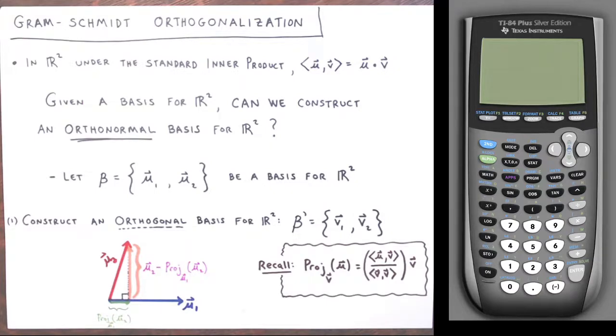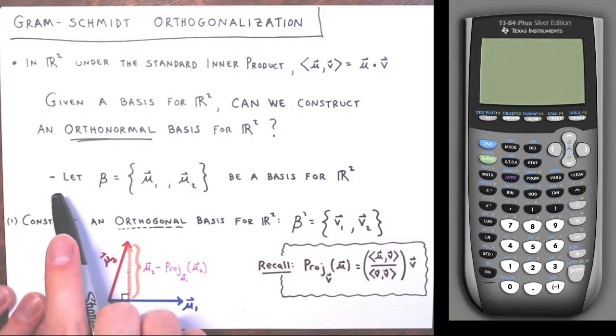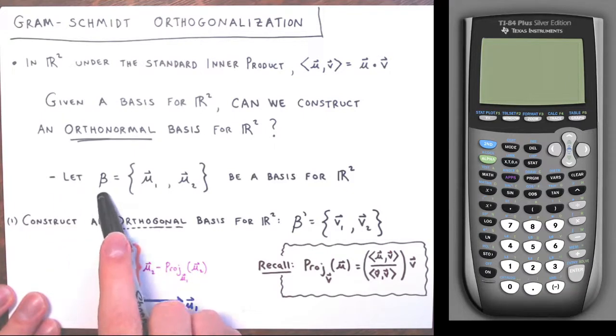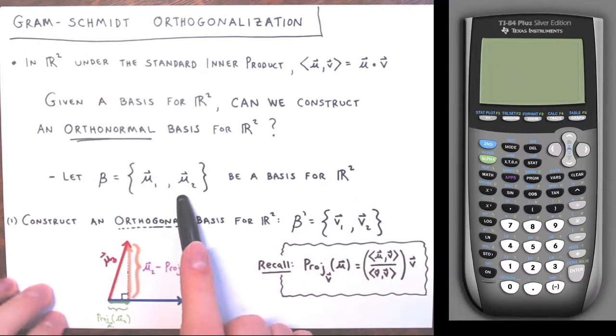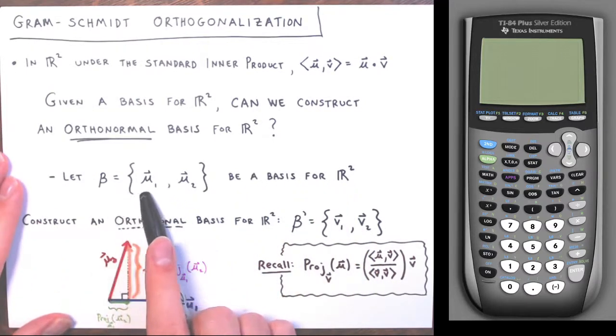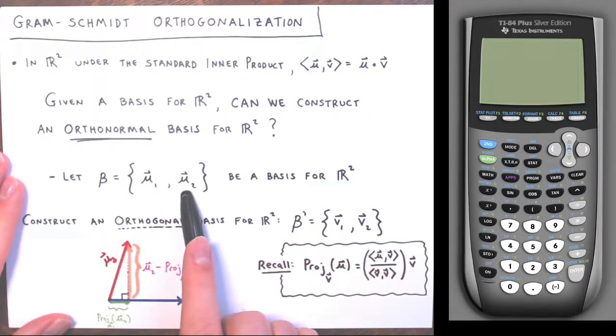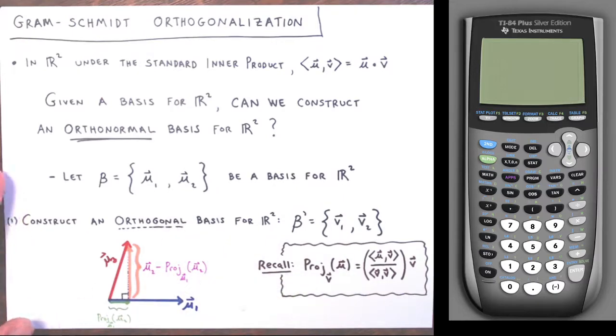Okay, so here's how this is going to go. And again, I'm doing R2 and R3 first because we can do some visualizations. I can draw pictures. But the way this procedure goes for R2 and R3 will be generalized to any inner product space. So suppose I have a basis B. Remember, the dimension of R2 is 2, so any basis is going to have two vectors in it. So say B has the vectors u1 and u2 in it, and they are a basis for R2, so they're independent and span R2.